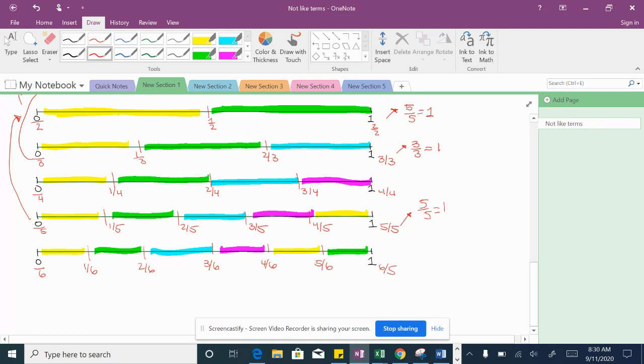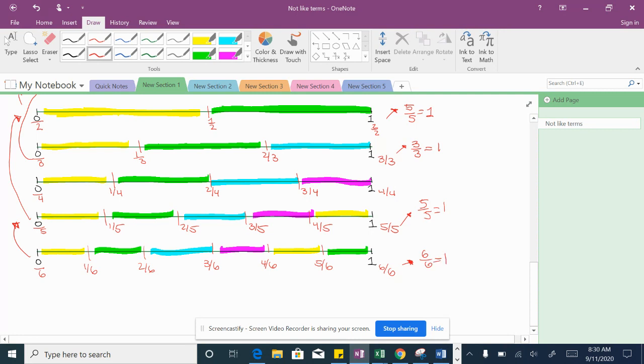We can check. Podemos checar otra vez. 0 divided by 6 is still 0. And oops, this should be 6. El denominador es 6 y sí. Checamos aquí, 6 de 6 todavía es 1.